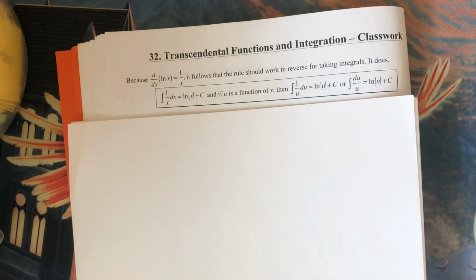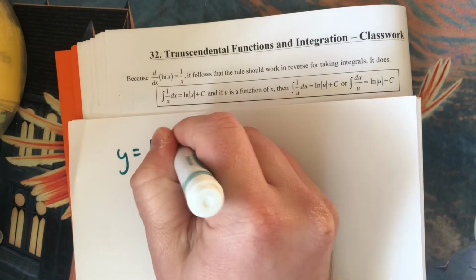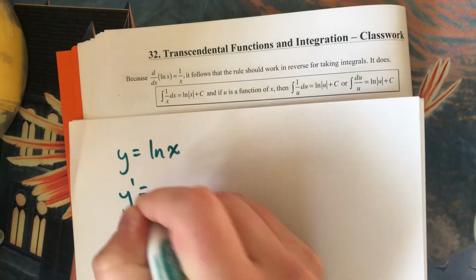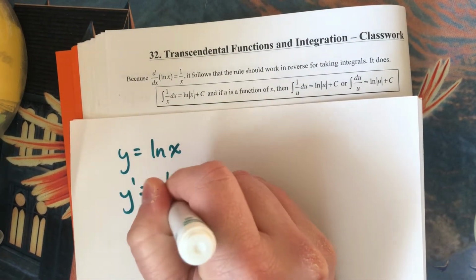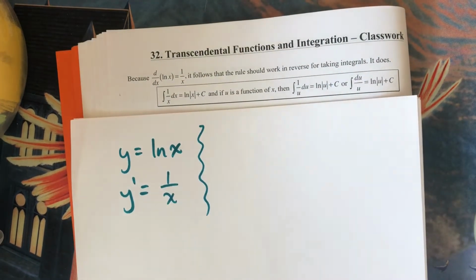Today we're doing integrals of transcendental functions. So a couple of points of review. First one is that if we have y is equal to the natural log of x, then y prime is equal to 1 over x. And remember that chain rule still applies here.